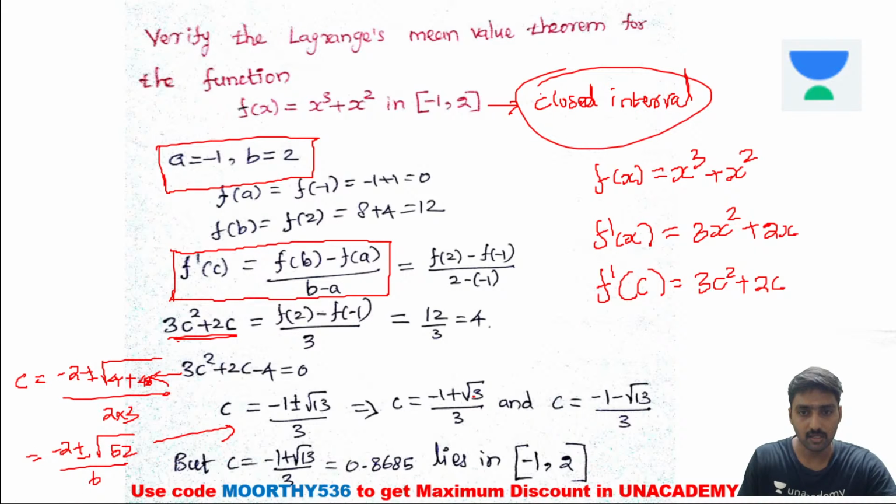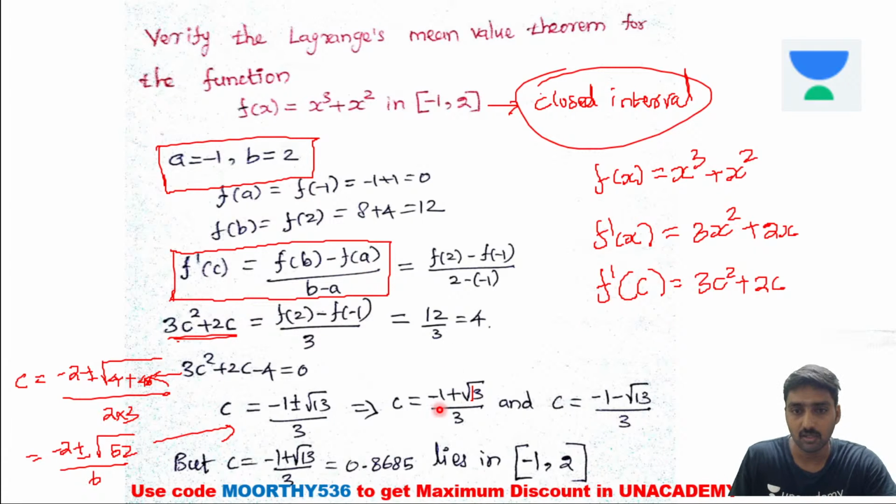It's root 13 divided by 3. Now C is equal to minus 1 minus root 13 divided by 3. Now we need to check which point lies inside the given limit. As per Lagrange's mean value theorem, the intermediate point must lie in between the two given extreme points. Minus 1 and 2 are the two extreme points, so the point C must lie inside them.